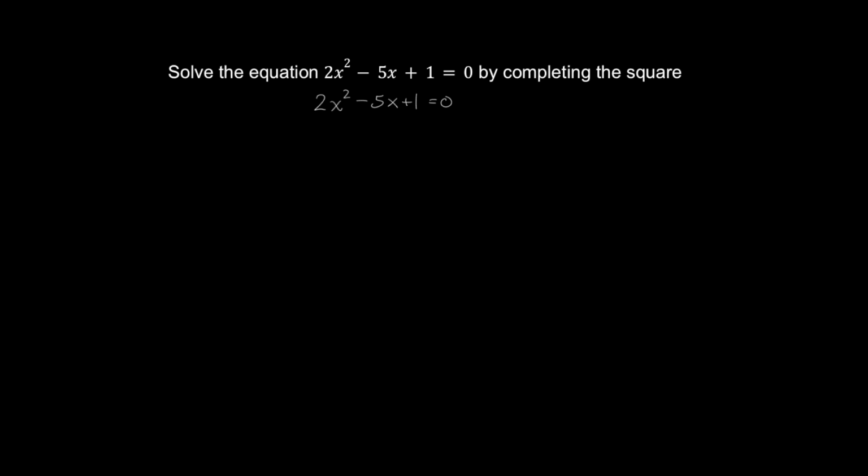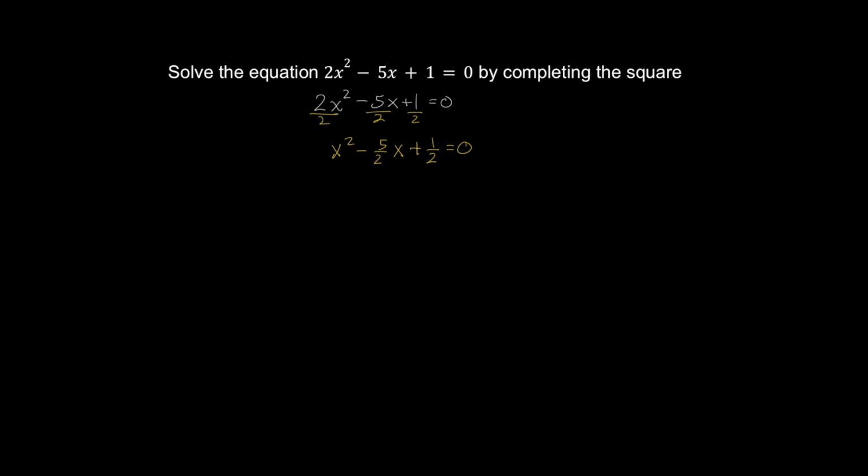The first thing that we'll have to do, according to the steps for completing the square, is to divide all of our terms by a. In this case, our a is 2, so we're going to divide all the terms by 2, which is going to give me x squared minus 5 halves x plus 1 half equal to 0.